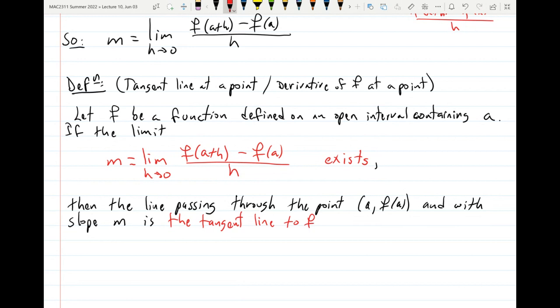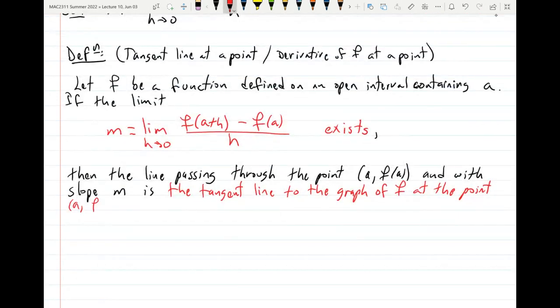to the graph of f. Let me say, to the graph of f at the point a comma f of a. Okay, so that's how we define the tangent line. Sometimes we will also say just at x equal a. So instead of saying the point a comma f of a, we can just say the tangent line to the graph of f at x equal a.